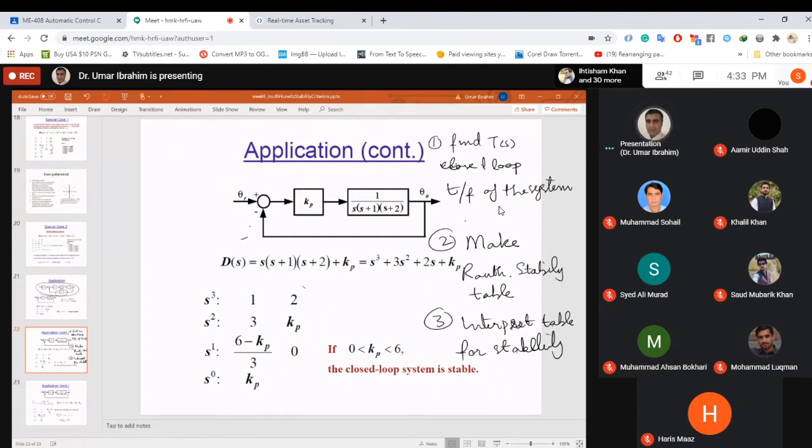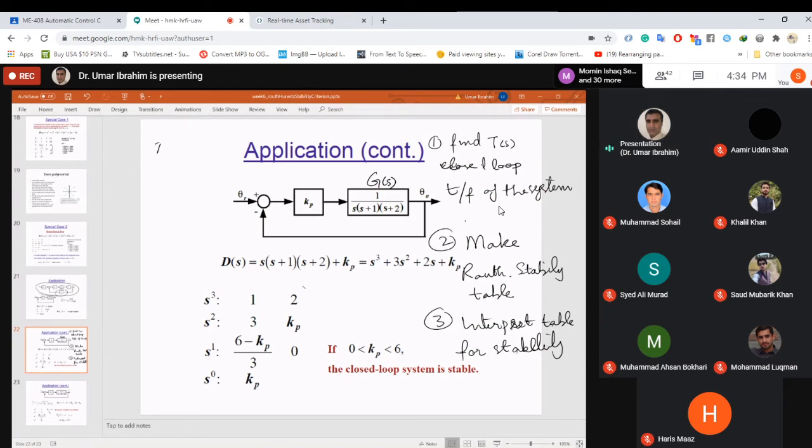Step number 1, find the closed loop transfer function. Step number 2, make the Routh stability table. Step number 3, interpret the Routh stability table. Clear till here, students? Yes, sir. Okay? So now we will consider this as our transfer function.